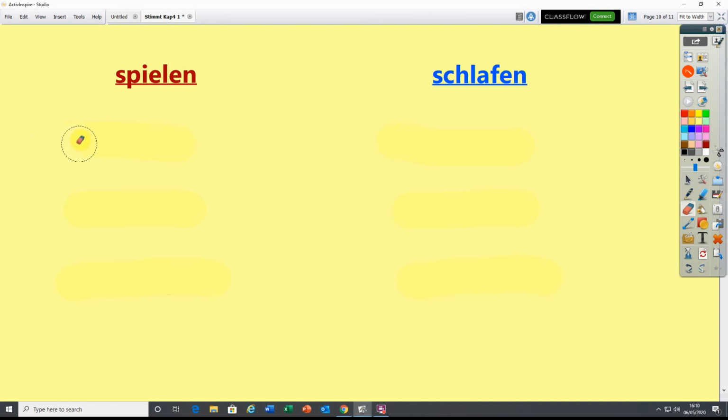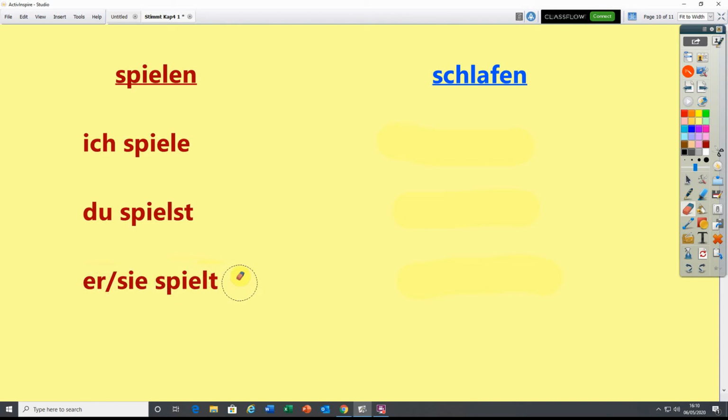So if I wanted to know how to say I play, I would of course say ich. What would I say after that? I would say ich spiele. Ich spiele. Please note the I and the E and the correct order of those 2 letters. But the key point here is that it ends with the letter E. Ich spiele. The du form is going to end in st, still with IE though, and it's du spielst. And the er, sie, es or man, is going to end in just the letter T, no S at the end. Er, sie, es, man spielt. He, she, it, or one plays.